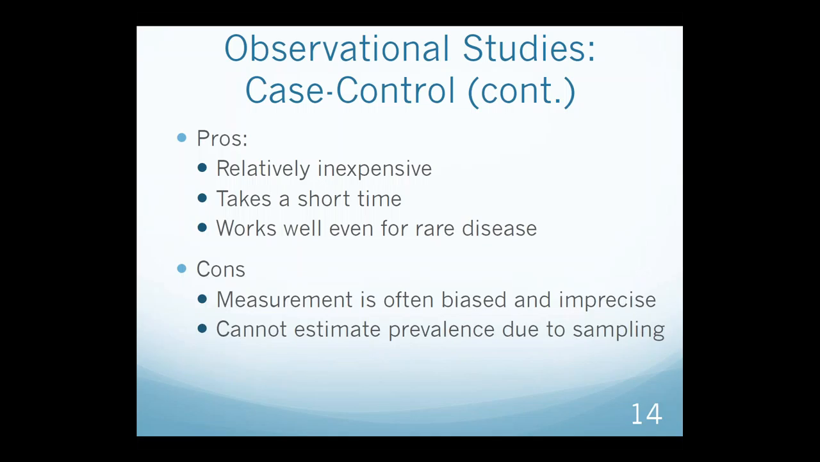And also, you cannot estimate the prevalence of the disease because you are deliberately going for a case group. So, let's say I have 100 patients, half of them have the disease and half of them are controls, they don't have the disease, right? You cannot say that the prevalence of this disease is 50%. It is not true because you are deliberately collecting the data. So you cannot generalize it to the population.